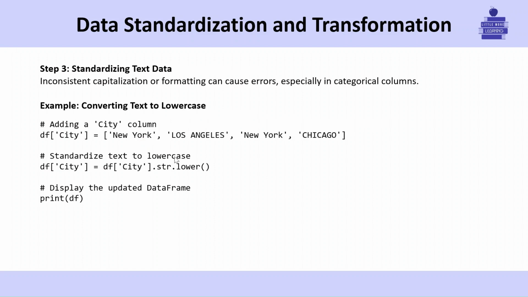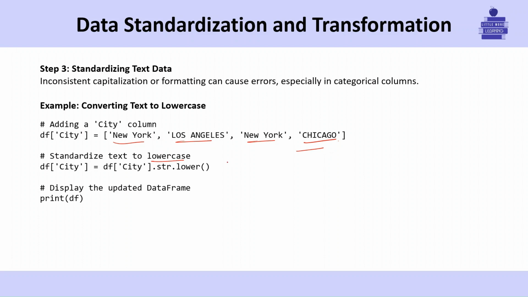The next step is standardizing the data. When we want to standardize the data, we can change the case in which our text in the columns is written. Like if we see here in the example, the cities are in a non-uniform state. So we are changing them into lowercase and thus standardizing the data. So what it does, it converts all the text in the city column to lowercase for consistency.